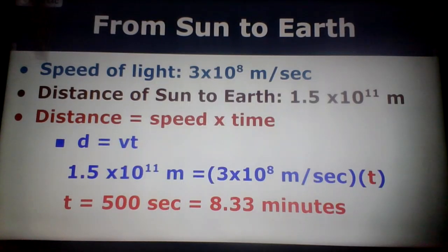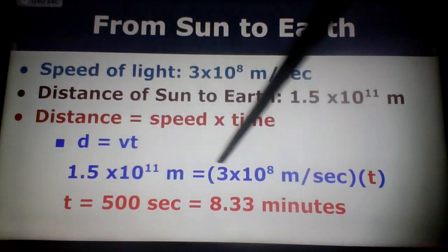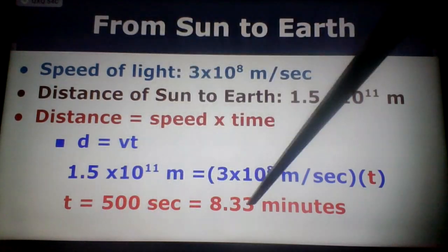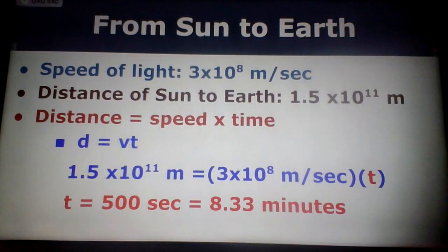Well, you have to realize, since these two numbers are actually rounded off, then that's not going to be 100% exact either, but it serves the purposes for the calculations. So it takes light approximately 8 1/3 minutes. That's 8 minutes and 20 seconds to get from the sun to the earth. Ready?